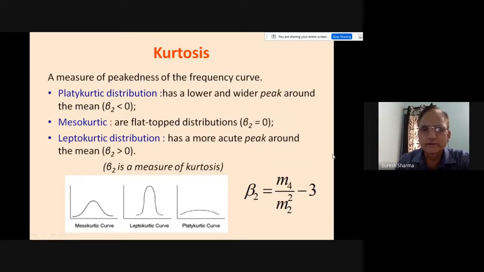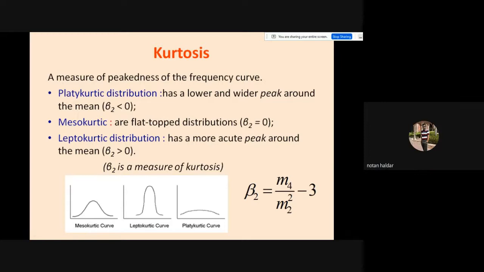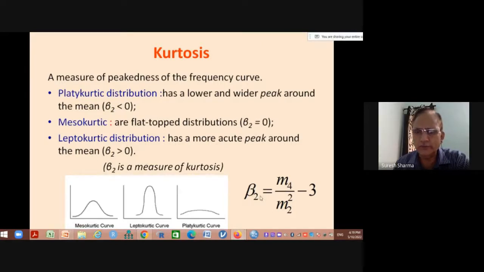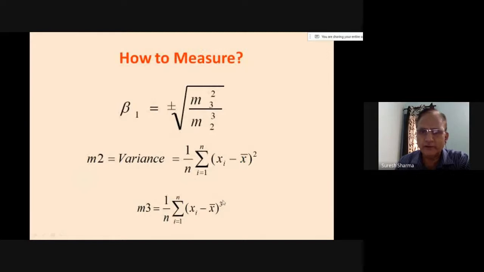Can you see the slide? The elaborated calculations are there. It is simple actually, because you have to compute beta 2. Beta 2 means M4. Now, how will M4 be computed? This is power 3, right? And if I raise this to power 4, you will get M4. That means whatever the difference is, you multiply it 4 times, then take the sum and divide by n, and you will get M4. So M4 is known to you.